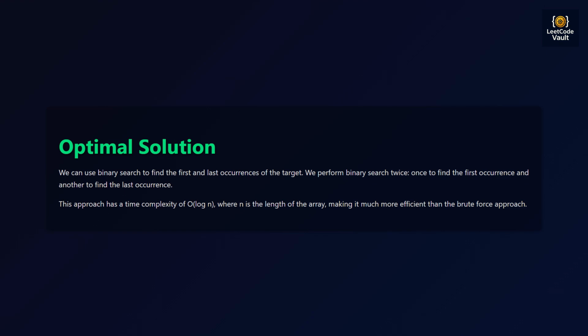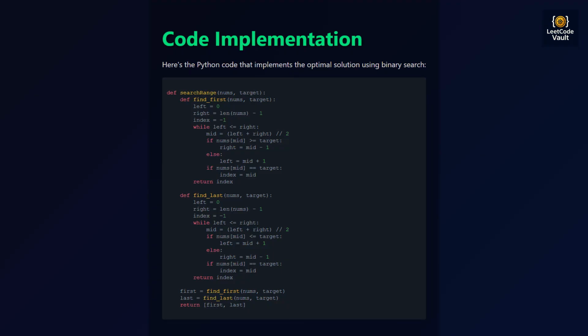Similarly, in the second binary search, we'll adjust the search space to find the rightmost occurrence, keeping track of our left pointer. This method significantly improves efficiency, exploiting the sorted nature of the array to our advantage. The beauty of this is that we can find the first and last occurrences in logarithmic time, making it far superior to the brute force method.